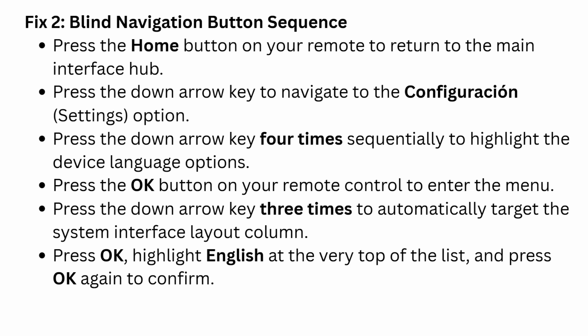Then press the OK button on your remote control to enter the menu. Press down the arrow key 3 times to automatically target the system interface layout column. Press OK, then highlight English at the very top of the list and press OK again to confirm.